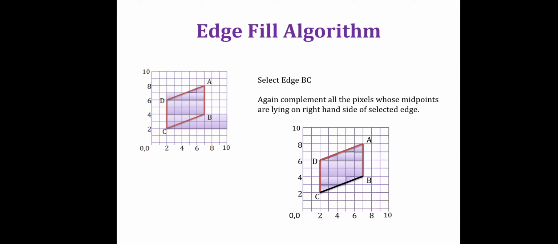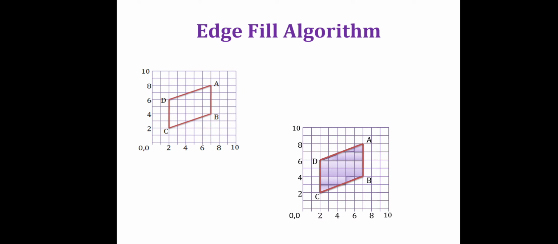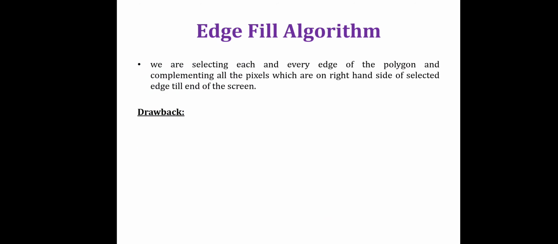Complemented means that before, the pixel had the fill color, but after complementing the line BC, all the pixels on the right hand side of the line BC that have a fill color are complemented with the background color. So in this way we are getting a polygon. This is my initial polygon, and after the H-fill algorithm we get this kind of polygon filling. So this is called the H-fill algorithm.